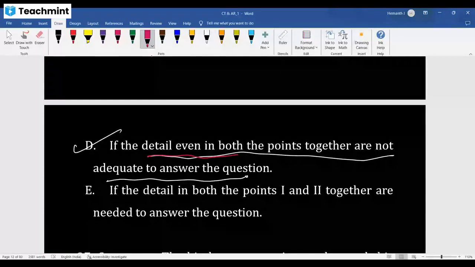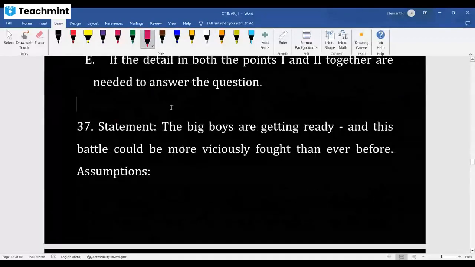All right. Now see the next one. Statements and assumptions.